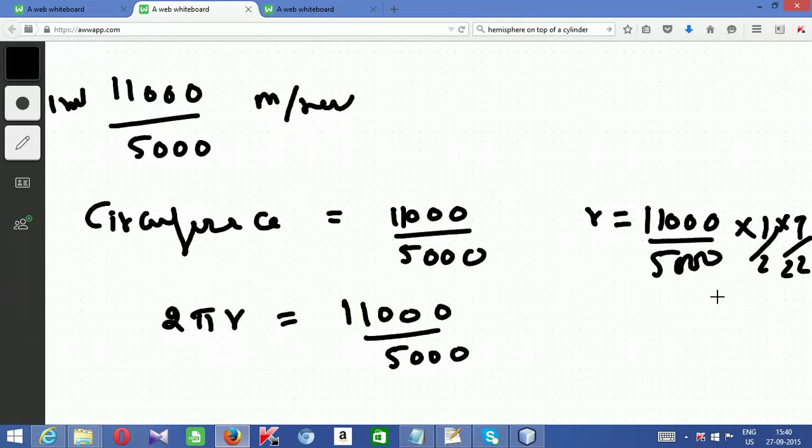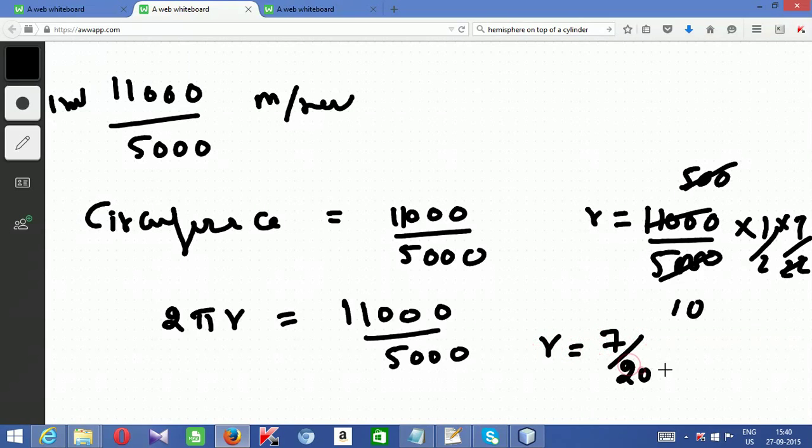22, 5 r is 110, right? So then 50 will be 1100 and 500 will be 11,000. Yes. So I got this. Next, this will be like 10 times. Fine. So you will end up with radius equal to 7 by 20 meter.